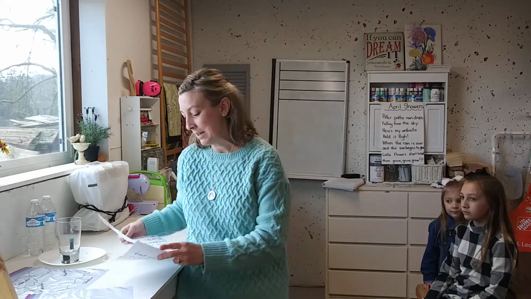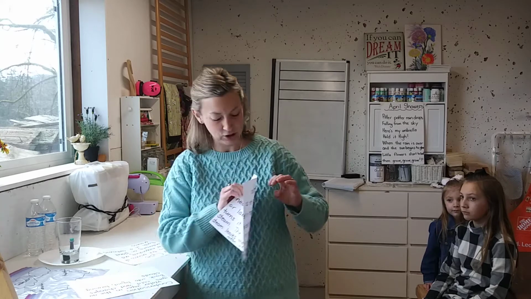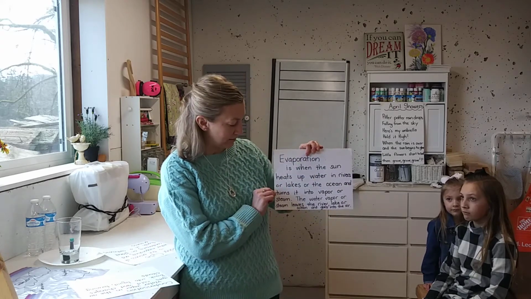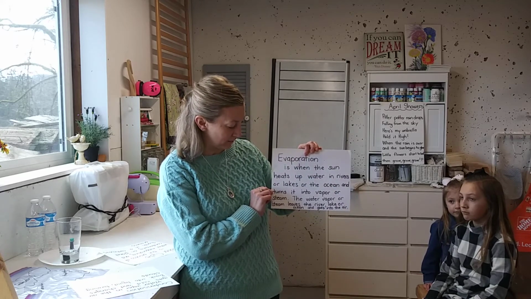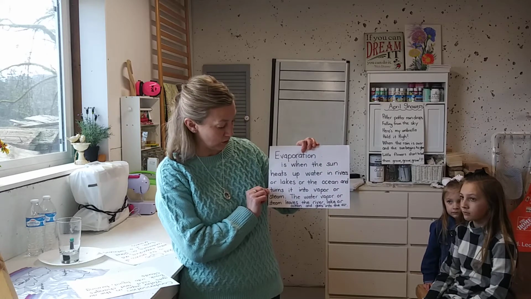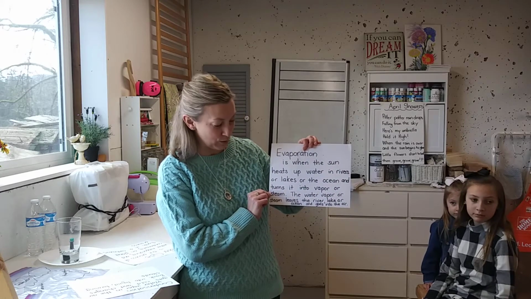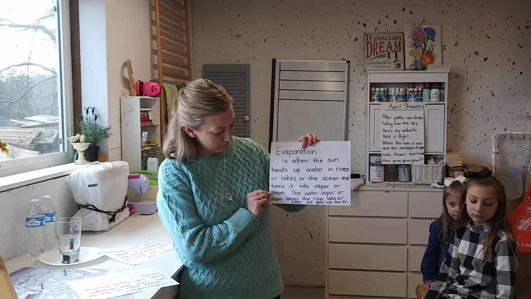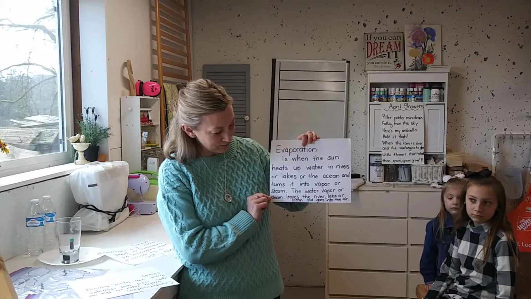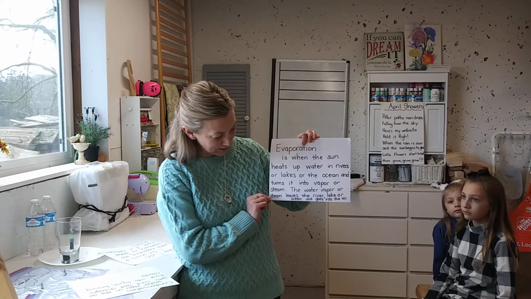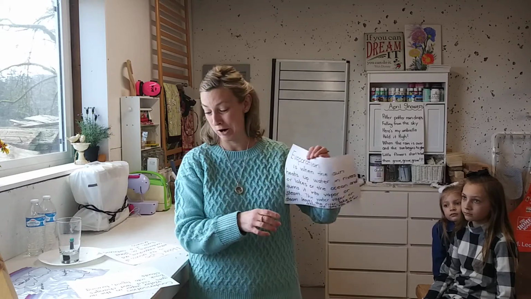One of the parts that we have is evaporation. Evaporation is when the sun heats up water in rivers or lakes or the ocean and turns it into vapor or steam. The water, vapor, or steam leaves the river, lake, or ocean and goes into the air.